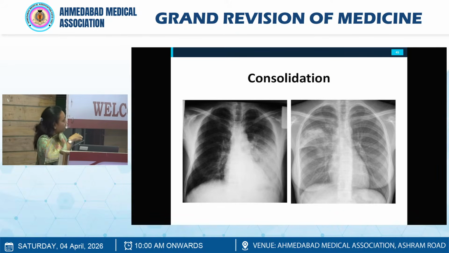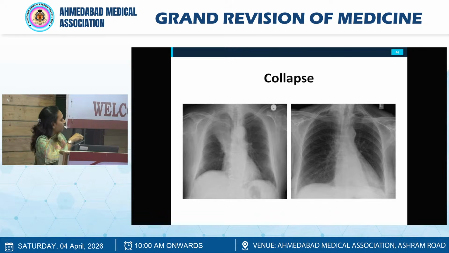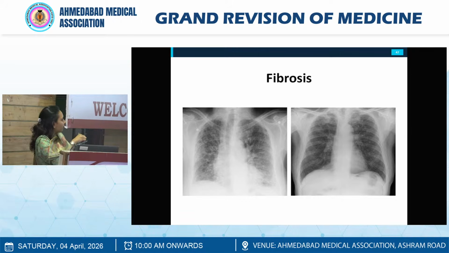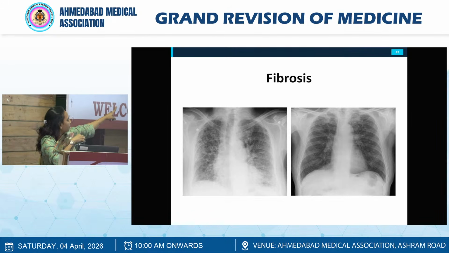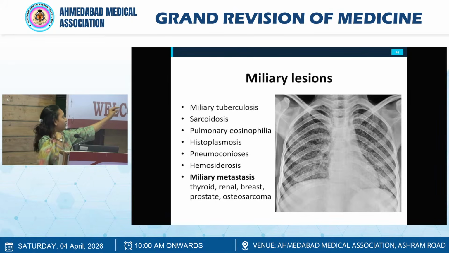This is consolidation. This is collapse. There will be a tracheal shift in collapse, in the region where there is a collapse. Here in the right upper zone, there is a shift of the trachea towards the right side. Then comes fibrosis. Then miliary lesions. Can you see small white lesions in both the lung fields over here? See, this is fibrosis. And here there is millet-shaped round opacity seen in the entire lung fields.